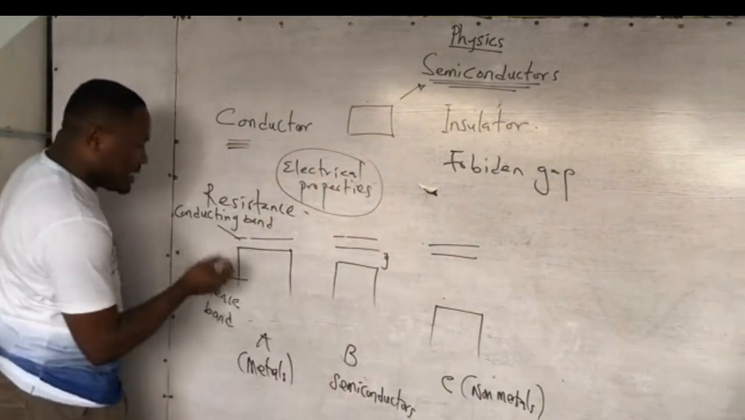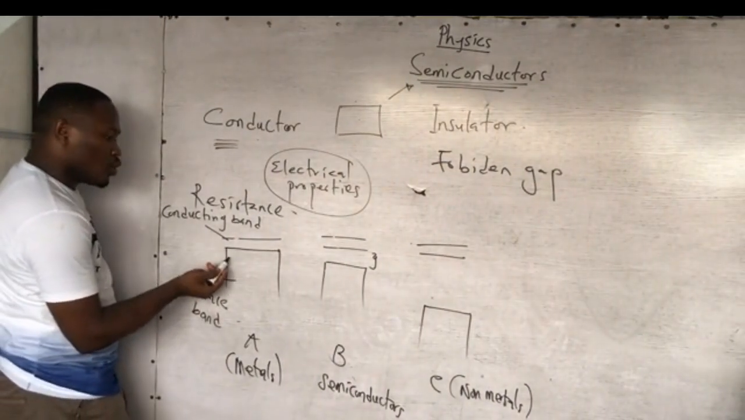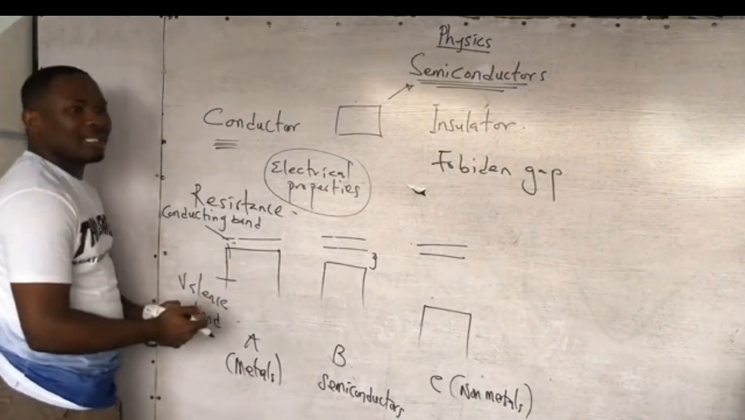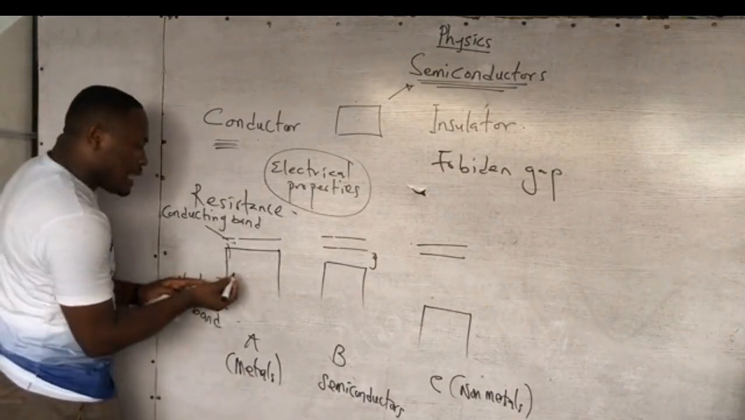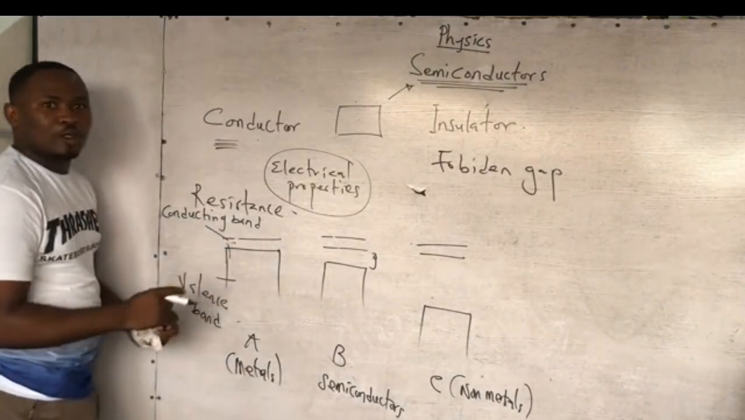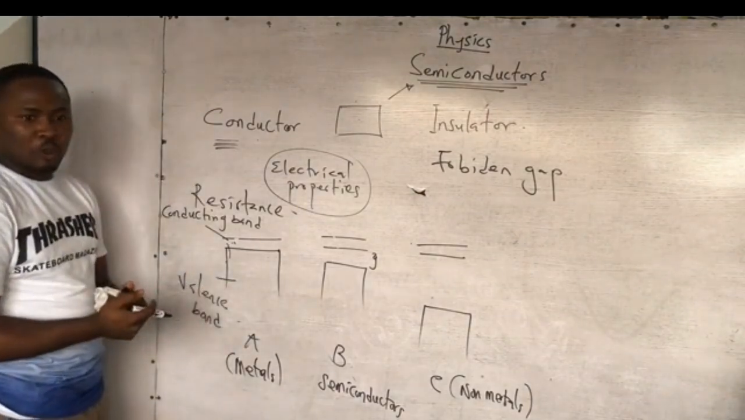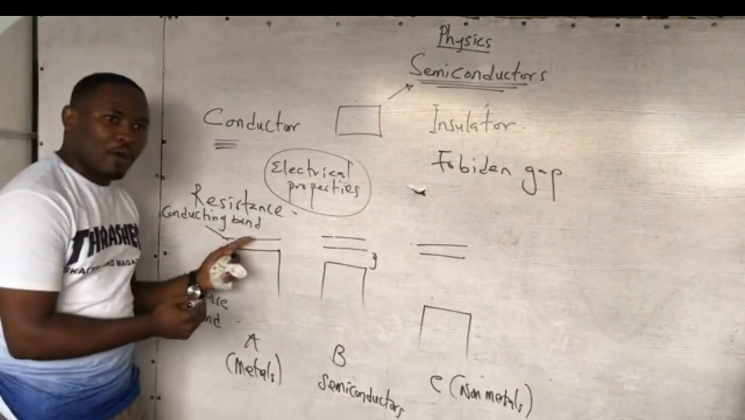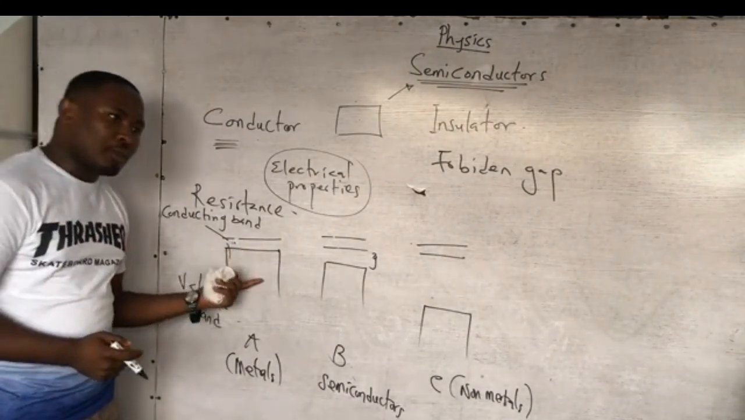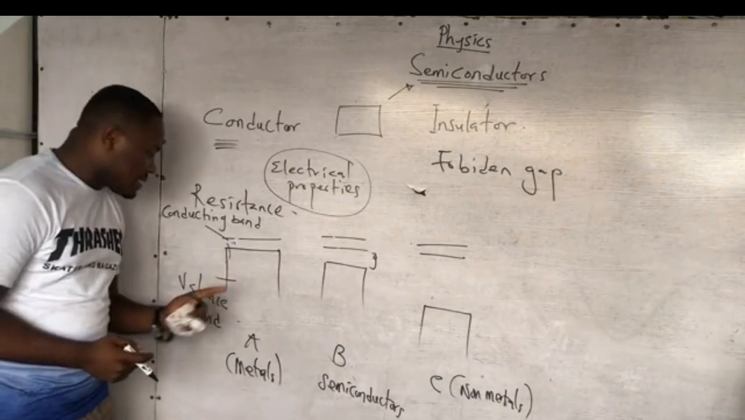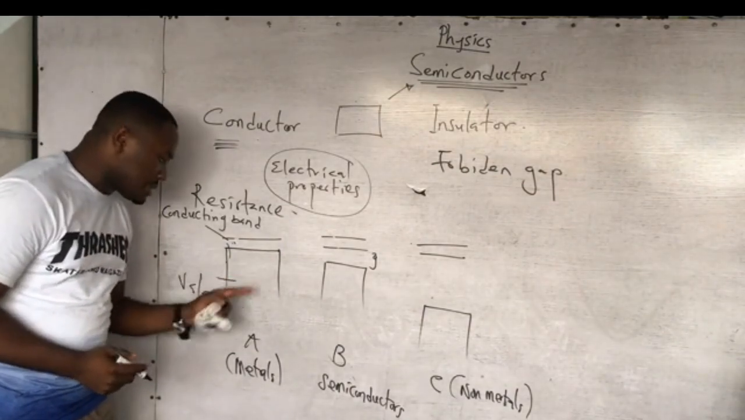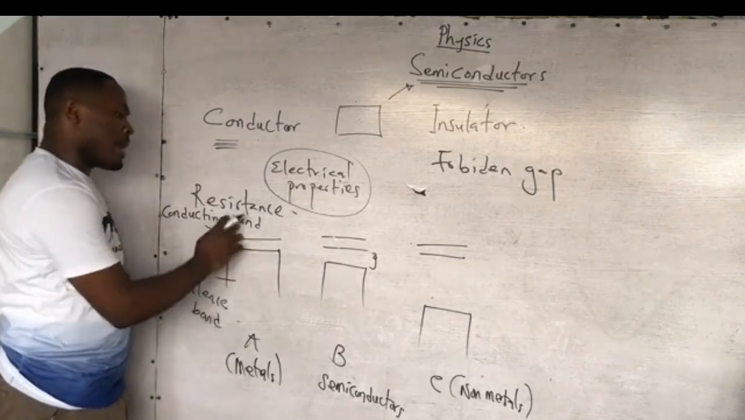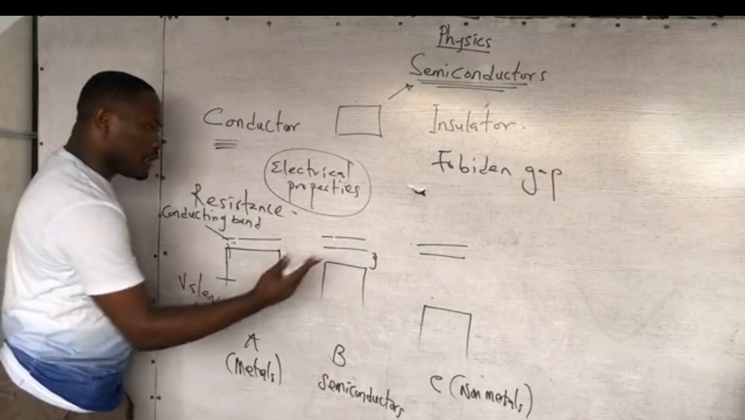Now, watch this. There is a possibility for electrons to leave the valence band and jump into the conducting band for electricity to be conducted. So there is an easy movement of electrons here. Hence, there's going to be electric current, and the metal will conduct electricity. Why? Because electricity is brought about by the flow of electrons.